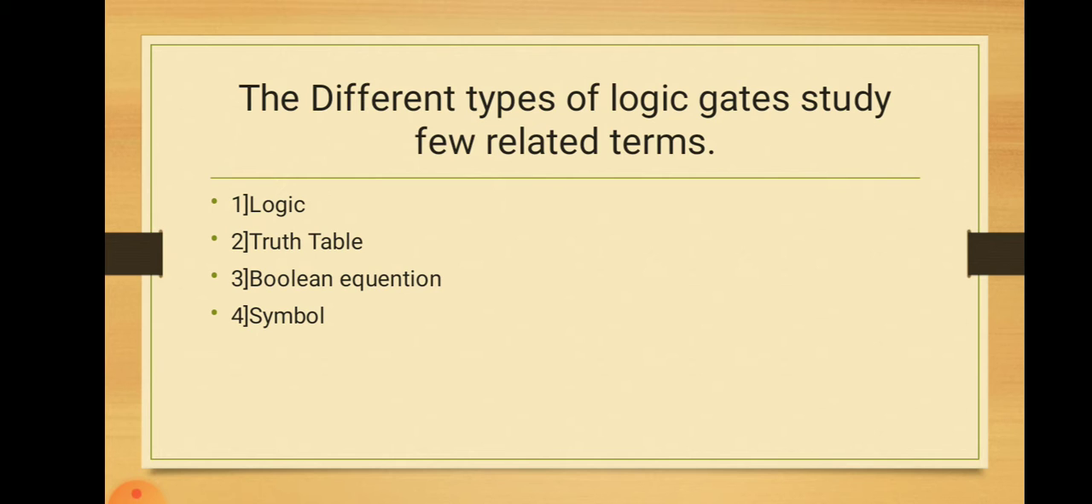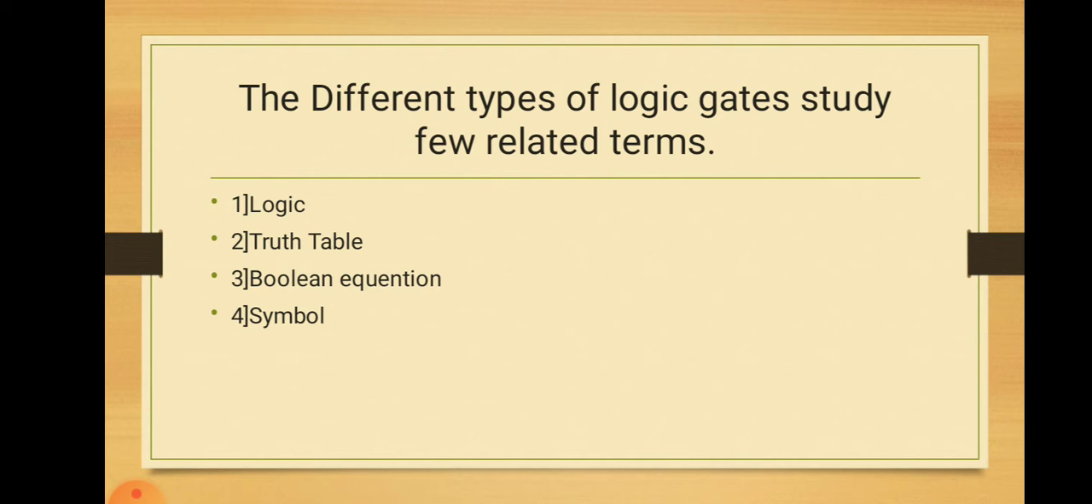Then next one is truth table. What is the meaning of truth table? The table in which a logic is expressed by taking all possible combinations of inputs and respective outputs. This is the truth table. Then next one is Boolean equation. This is the mathematical equation representing a particular gate for the input and output. This is called a Boolean equation.